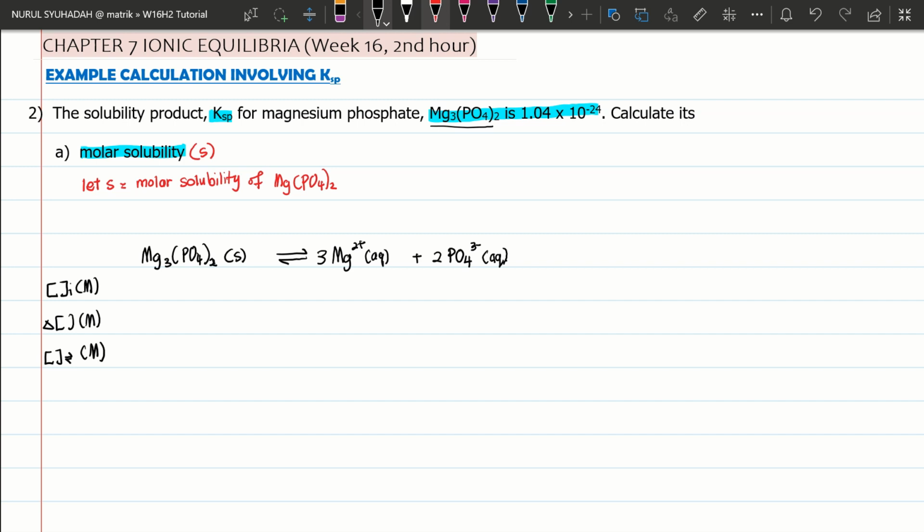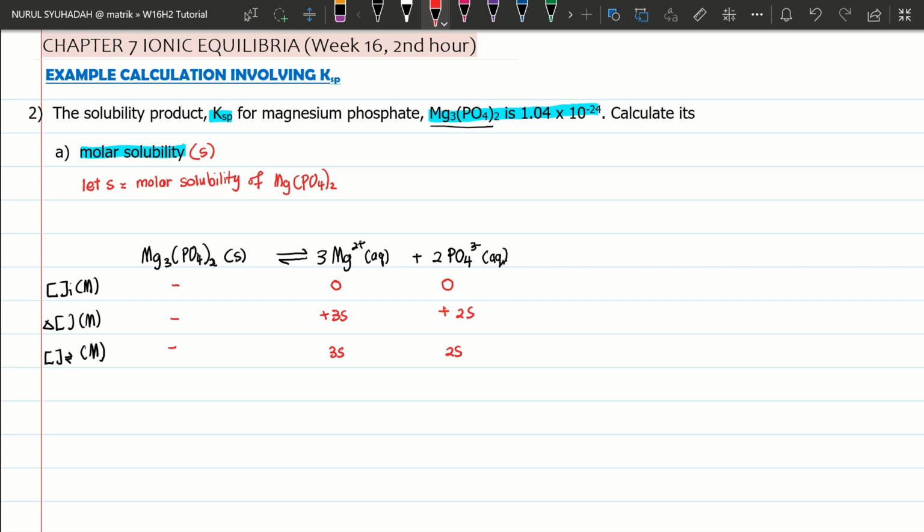Okay, once we are done with constructing the table, so masukkan maklumat. Okay, so solid abaikan. So initially sama macam tadi, kita tak ada, kita masukkan kita punya magnesium phosphate in water. So initially concentration of each ion is 0. Once dia dah react dengan water, okay, baru ada changes. So plus 3s, plus 2s. So at equilibrium the value is 3s and 2s. Okay, now kita nak cari apa? Molar solubility, berapa nilai S.